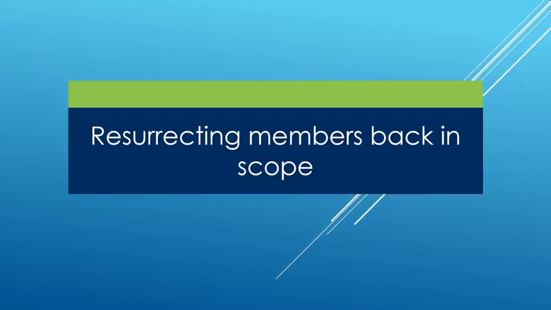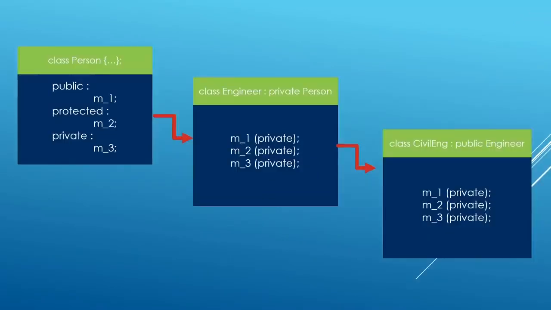In this lecture, we're going to explore how we can resurrect members back in scope. So what do we mean here? Suppose we have our trusty inheritance tree here. We have a base class person.